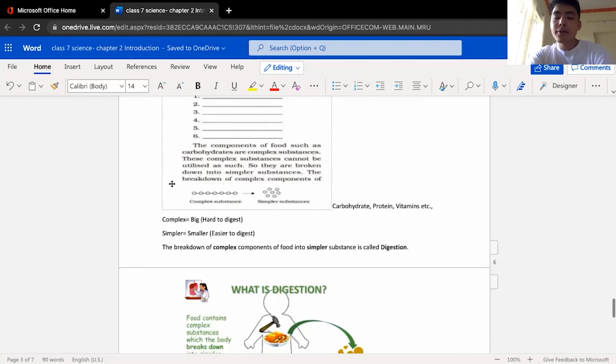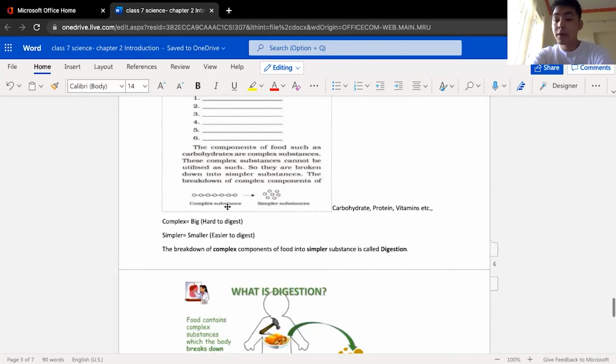The components of food such as carbohydrate, essential carbohydrate, are complex substances. These complex substances cannot be utilized as such.